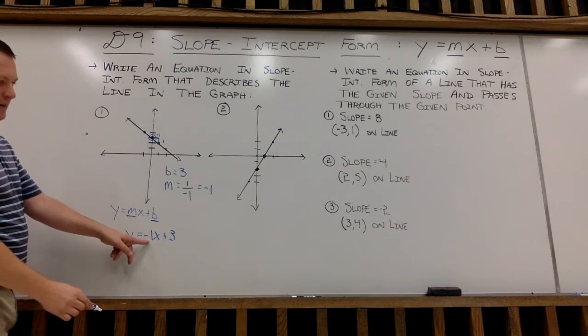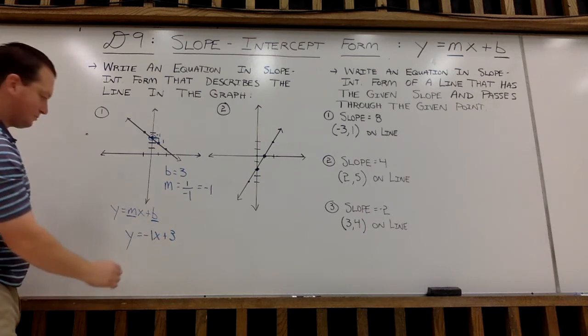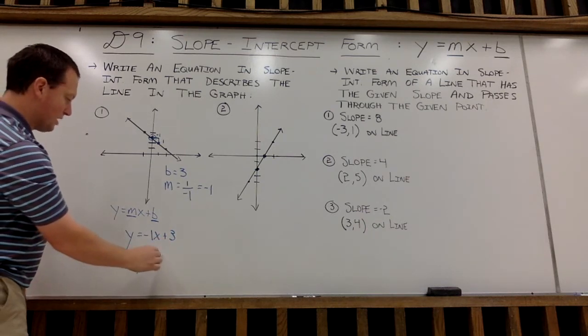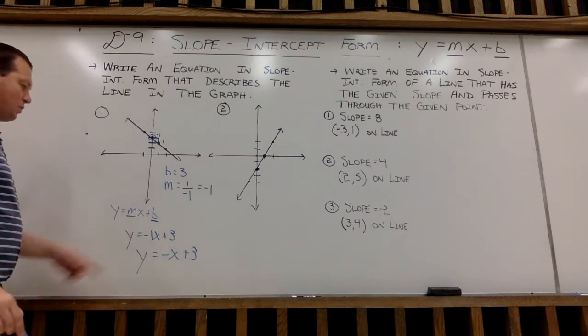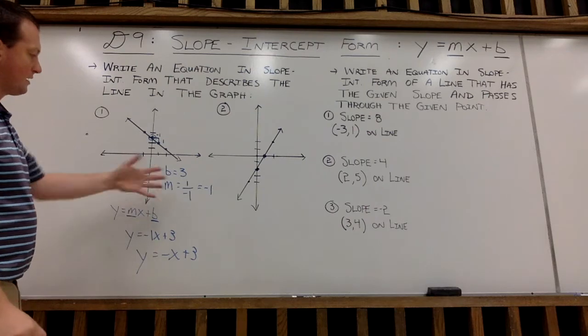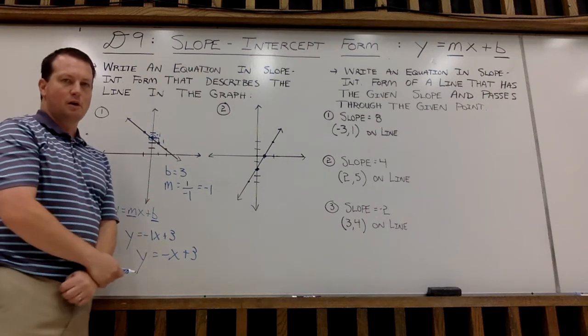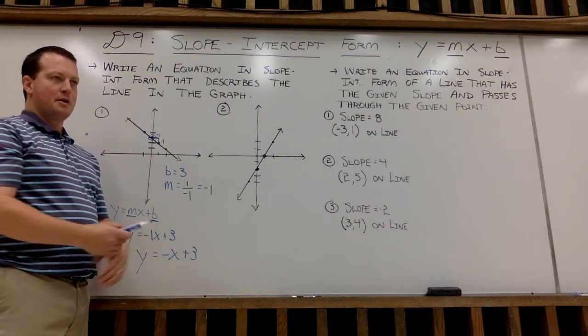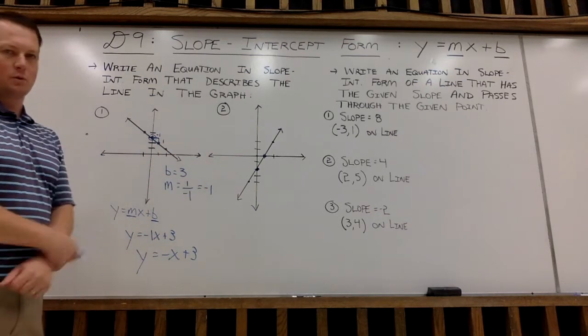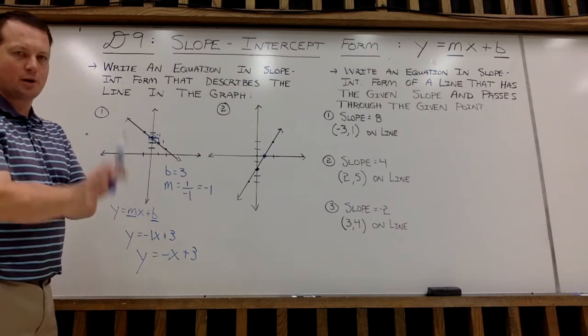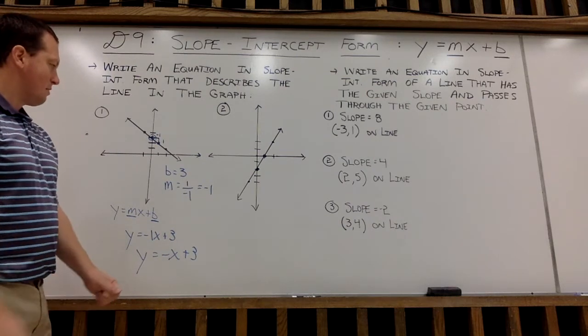Another way to write negative 1x plus 3 is y equals negative x plus 3. Doesn't matter to me if you want to write it as negative 1 over 1x. All good. All those values are equivalent. Negative 1x, negative 1 over 1x. Whatever makes more sense to you, just do it.